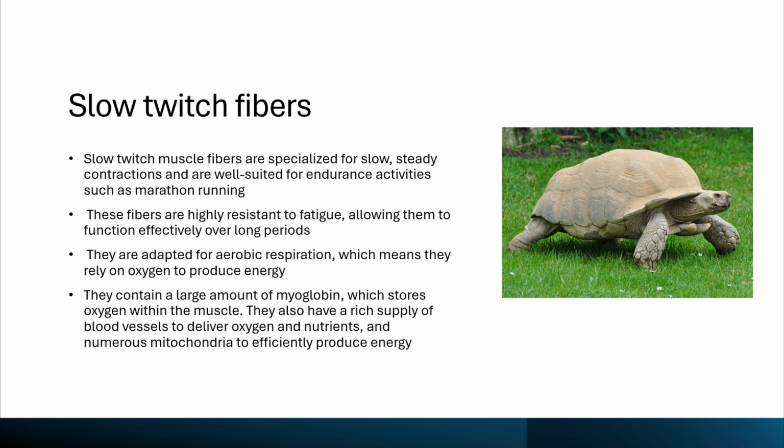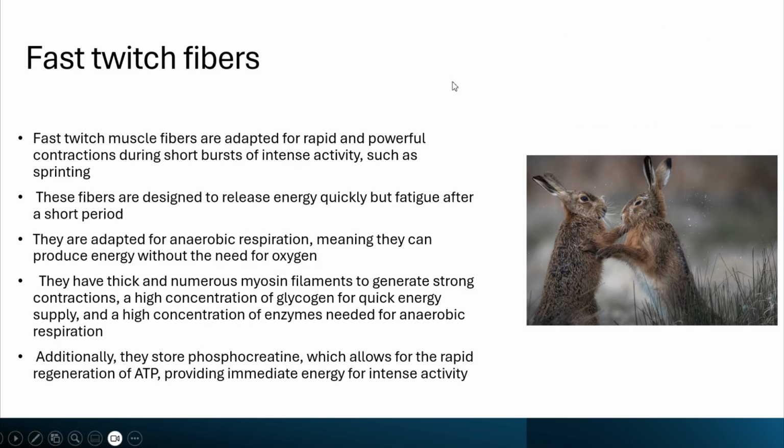So these are working for slow, steady, wins the race over time, do you see what I'm saying? Therefore, they need a rich supply of oxygen to help them over that long period of time. That's why they've got the myoglobin, that has the oxygen, which is going to help them with aerobic respiration. You see what I'm saying?